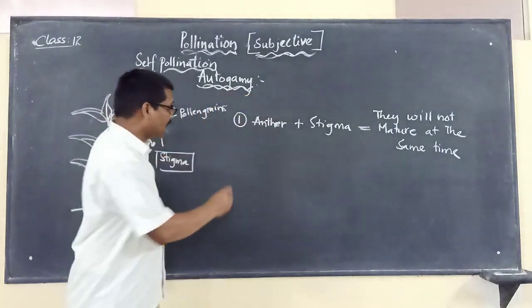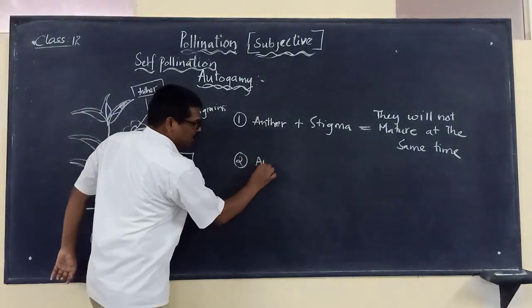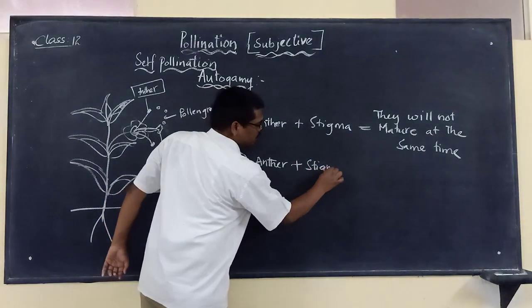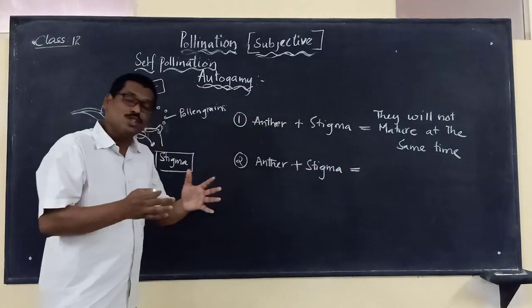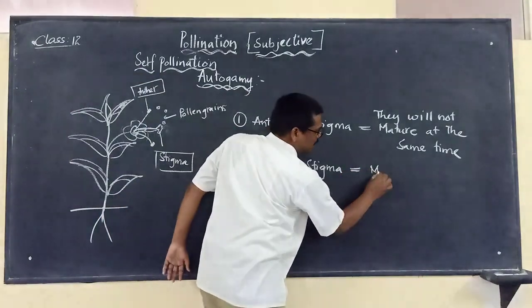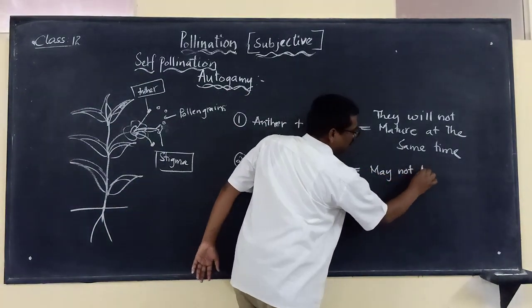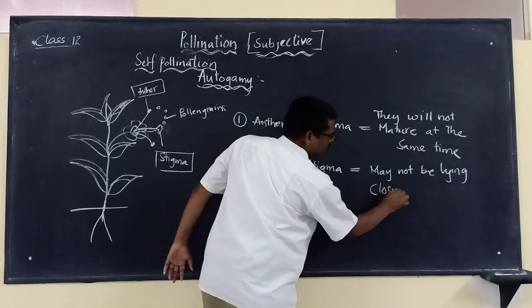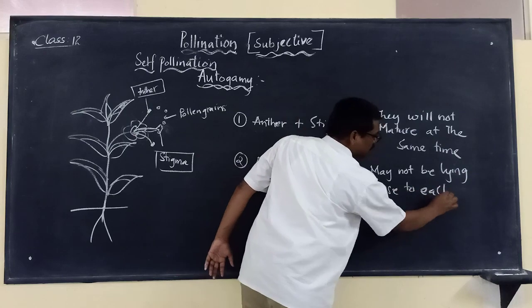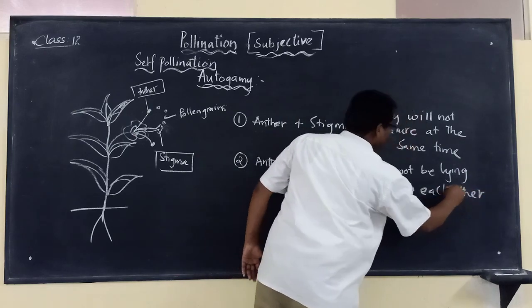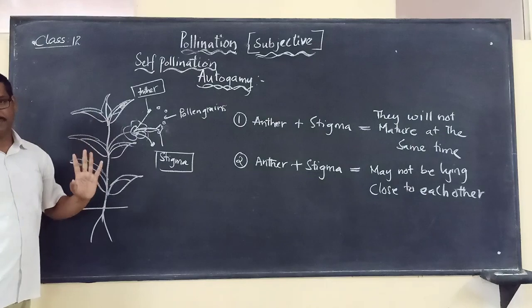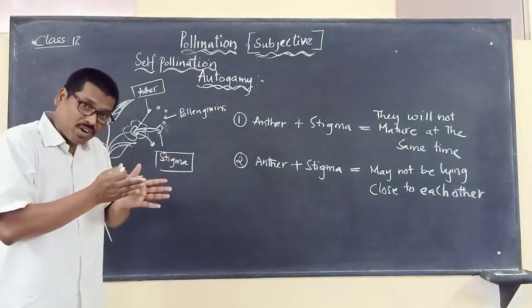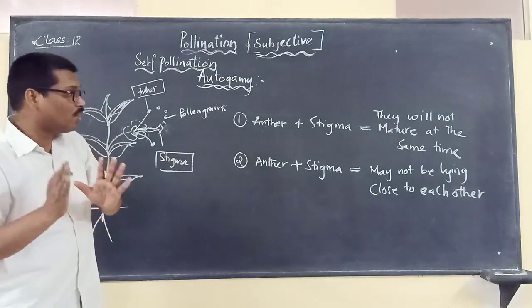And the other point is that the anther and the stigma may not be lying close to each other. They will not be very close to each other. So this is another reason why they will not undergo the process of autogamy.